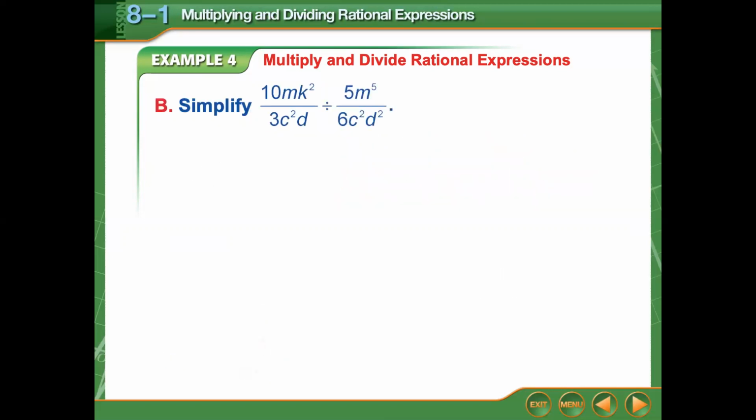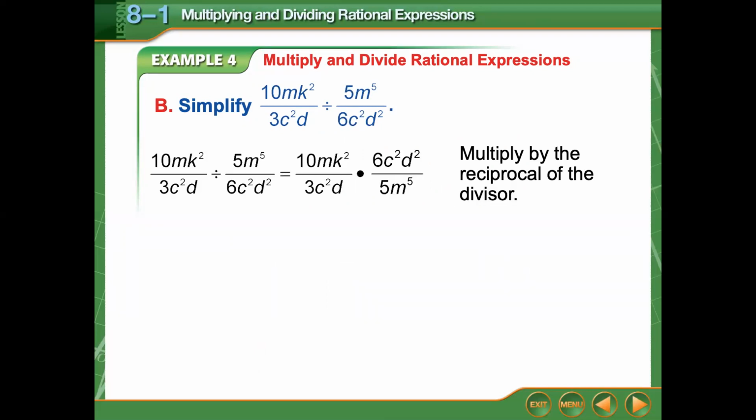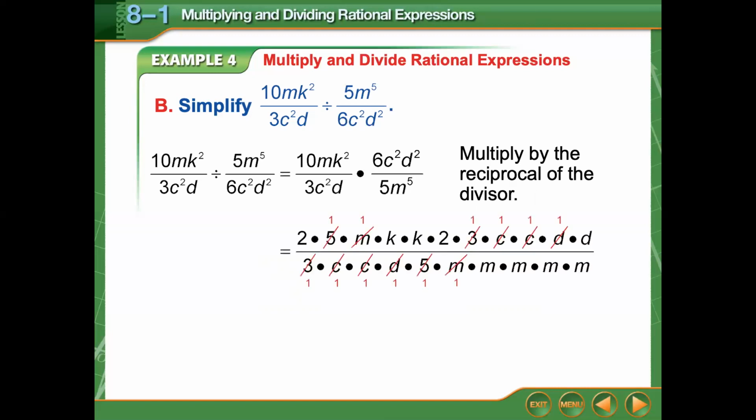So here we have division using rational expressions with one term, the monomials. We have 10mk squared over 3c squared d divided by 5m to the 5th over 6c squared d squared. So we're going to multiply by the reciprocal of the divisor, which just means we keep the first fraction and we flip the second fraction and go ahead and multiply. Again, we're going to expand out here so you can see exactly how they're canceling everything out.